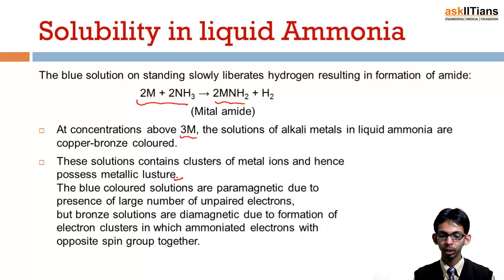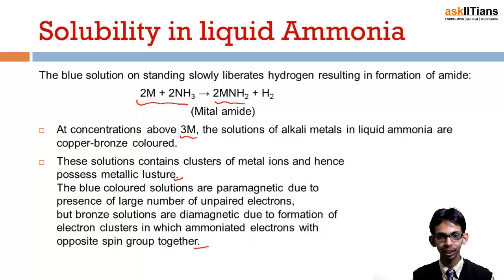The blue colored solutions are paramagnetic, obviously because of the presence of free electrons, but the bronze solutions, which are formed due to a cluster of metal ions when they are present in concentration more than 3 M, are actually diamagnetic due to formation of an electronic cluster in which ammoniated electrons with opposite spin group together.